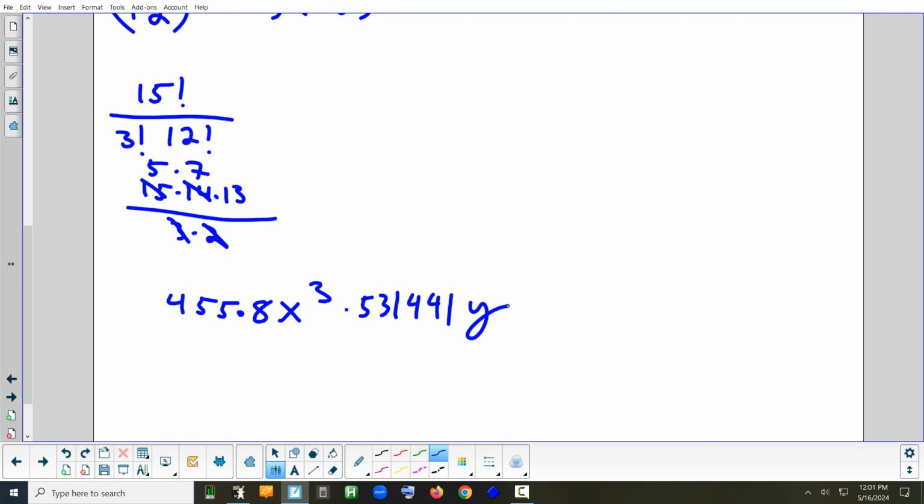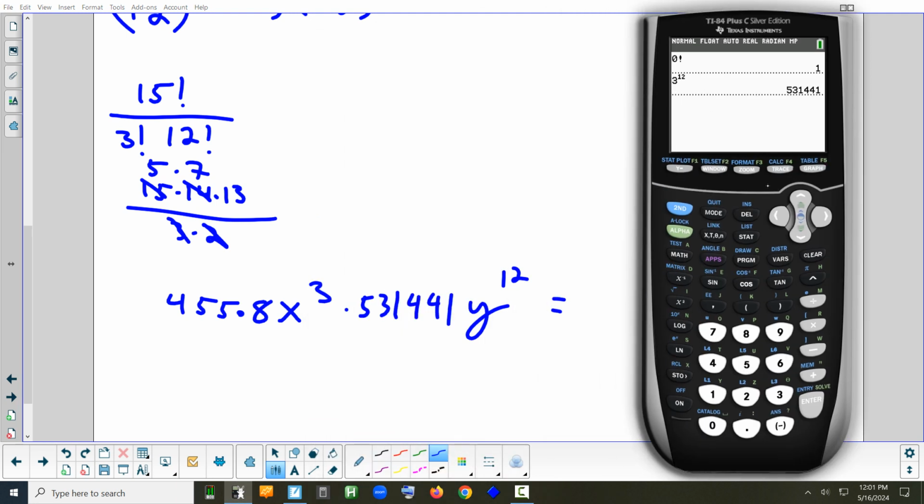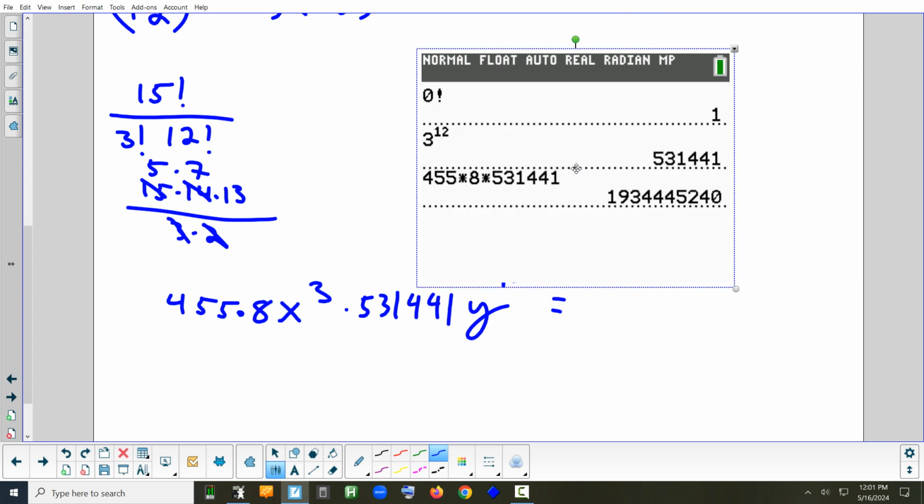And what's the exponent on the y there? 12. Since it's asking for just the term, we need the 455 times 8 times 531,441. That should be your coefficient. So there's my coefficient. It would be 1,934,445,240, x cubed y to the 12th.